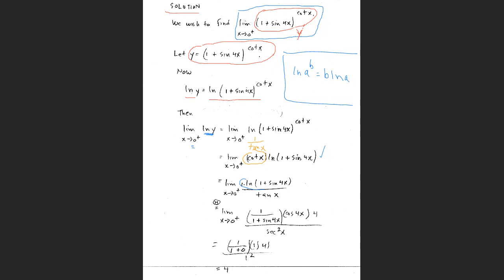Let me do it this way. The log of 1 plus the sine of 4x divided by the tangent of x. So now you have your function f over your function g.